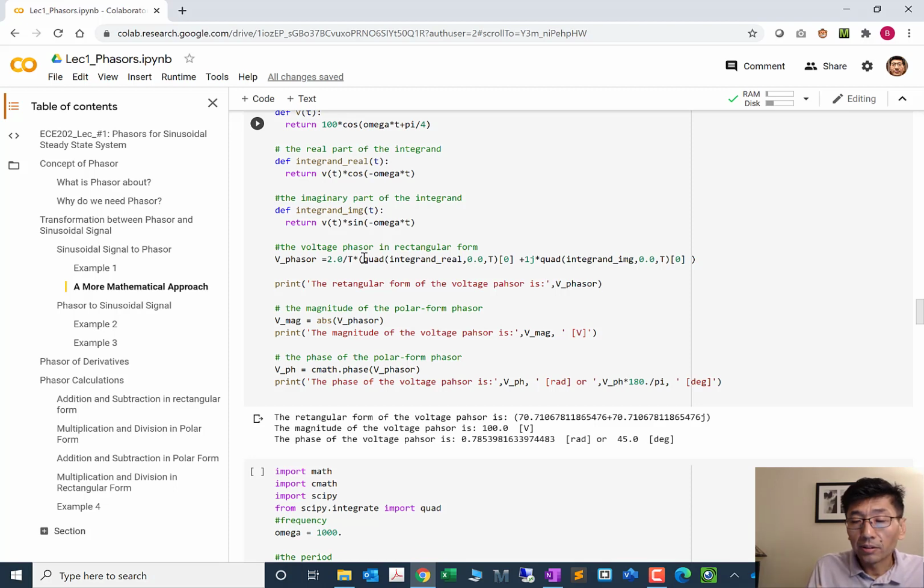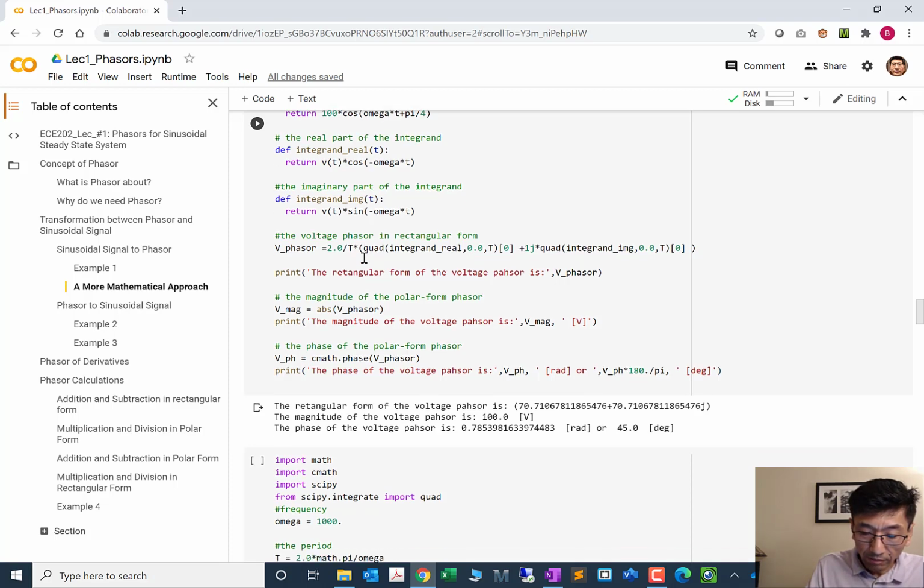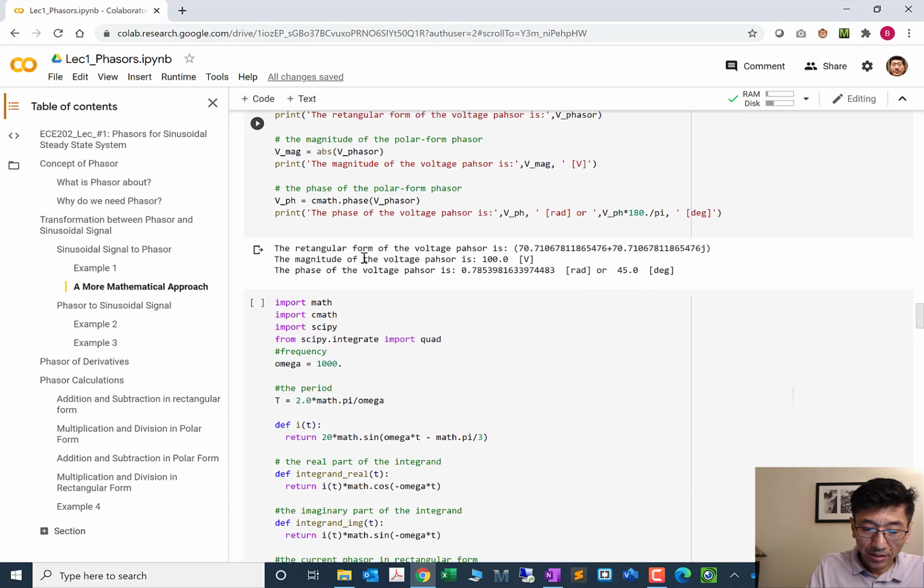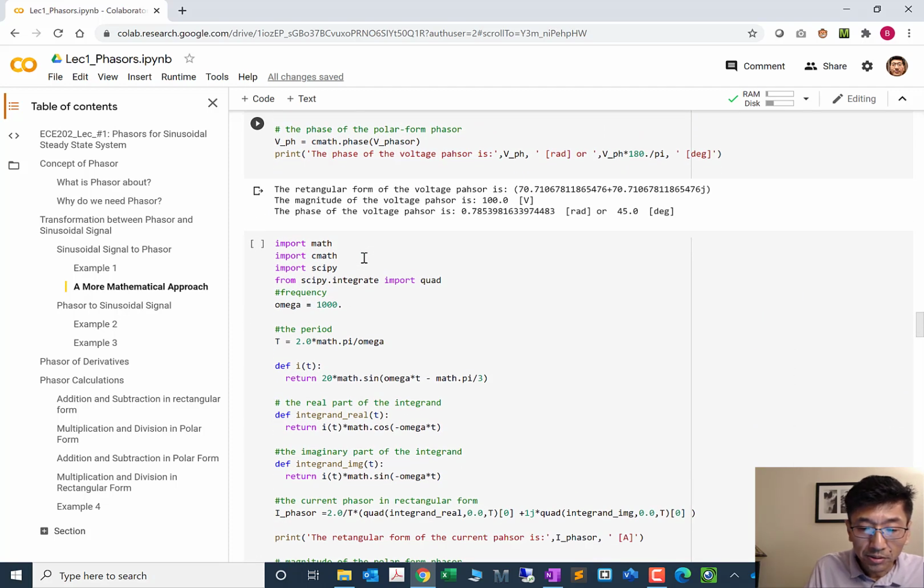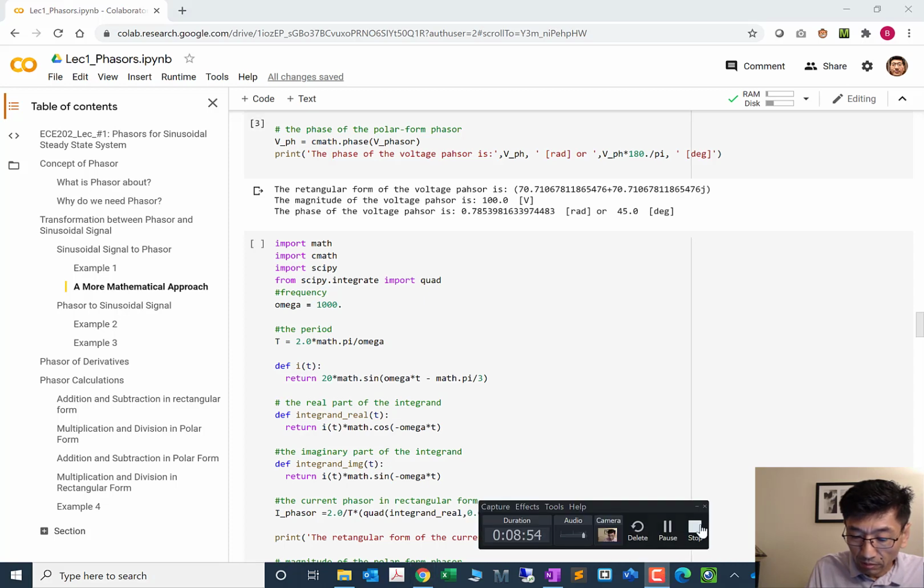Also, I have a proof of the derivative property of the phasors using this more rigorous approach, which has a very neat feature. Check the notes. That will conclude this short video.